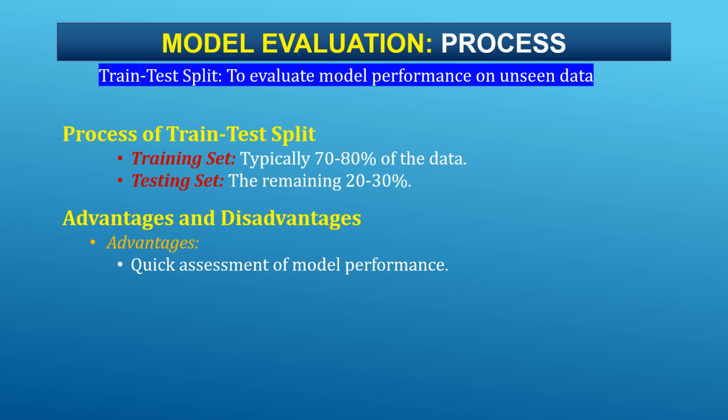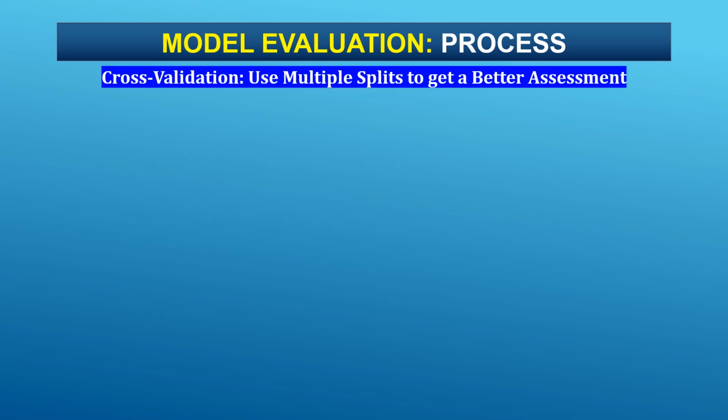Advantages and disadvantages. The advantages: it is simple and easy to implement, with a quick assessment of the model performance. The disadvantages: performance is highly dependent on the choice of the split, and it may not represent the full dataset variability. While the train-test split is straightforward and fast, its results can vary significantly depending on how the data is split, potentially leading to misleading conclusions about the model's performance.